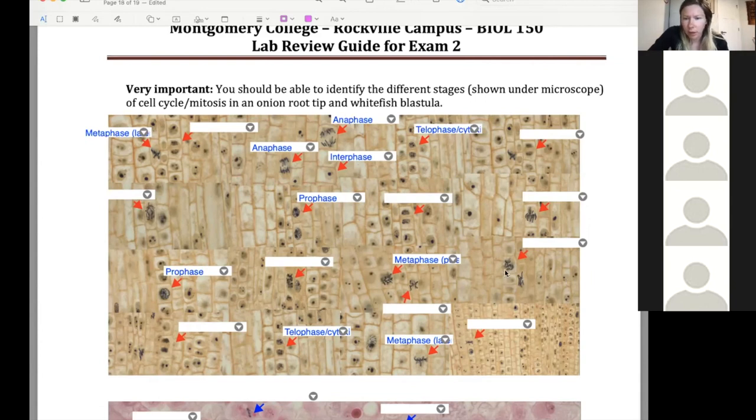All right. What would we say about this one here? Metaphase? Yeah, it's kind of like the in-between. So the chromosomes are obviously condensed, but they're not really lined up in any kind of specific orientation. So that would be an in-between one.